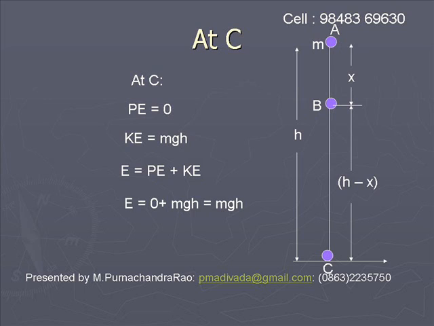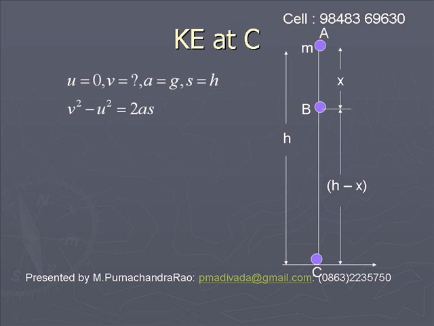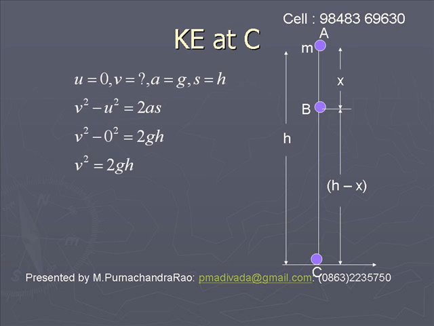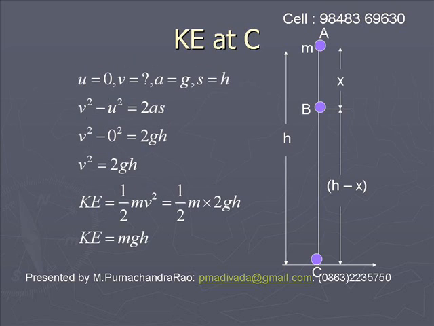Now let us show that Ke is equal to mgh. Initially, the velocity is 0 because it is just dropped. The final velocity is say v, and acceleration a is equal to g, displacement s is equal to h. So from the relation v square minus u square is equal to 2as, v square minus 0 square is equal to 2gh, or v square is equal to 2gh. Therefore, kinetic energy half mv square becomes equal to half m into 2gh. 2 gets cancelled. So Ke is equal to mgh.